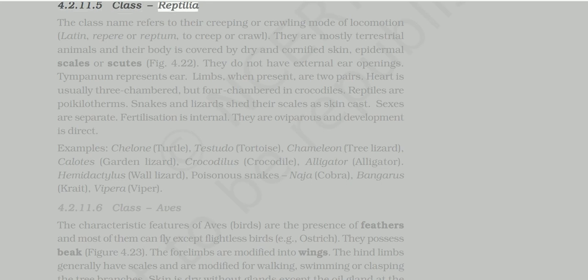4.2.11.5 Class Reptilia. The class name refers to their creeping or crawling mode of locomotion, Latin repere or reptum, to creep or crawl. They are mostly terrestrial animals and their body is covered by dry and cornified skin, epidermal scales or scutes, figure 4.22. They do not have external ear openings. Tympanum represents ear. Limbs, when present, are 2 pairs. Heart is usually 3-chambered, but 4-chambered in crocodiles. Reptiles are poikilotherms. Snakes and lizards shed their scales as skin cast. Sexes are separate. Fertilization is internal. They are oviparous and development is direct.